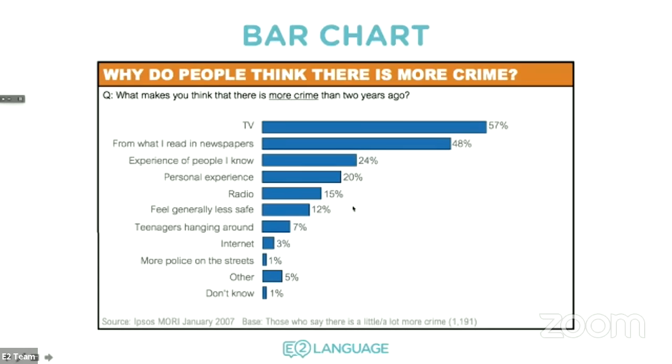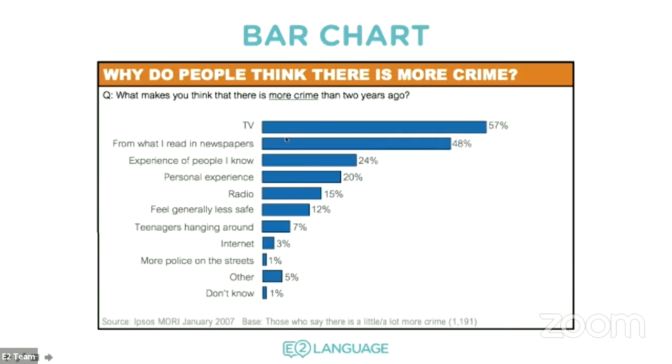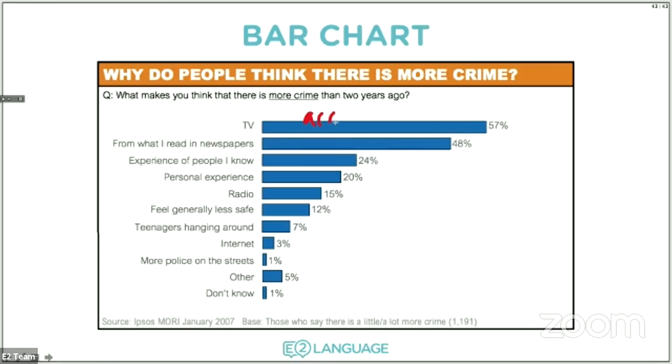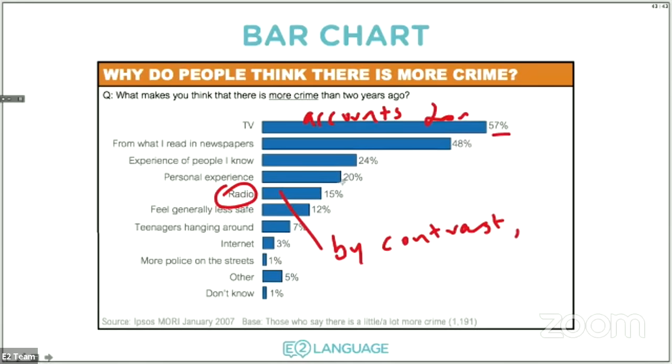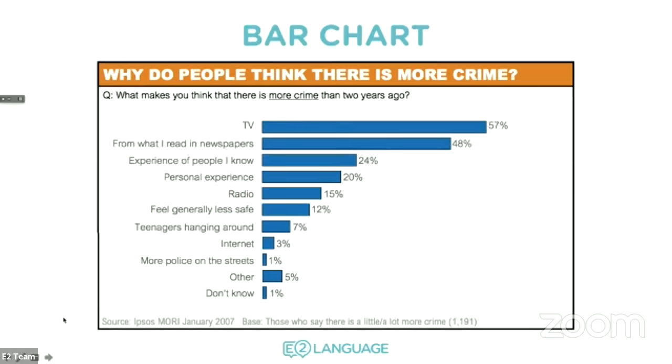Cool. All right. The other thing that I did was this. I said, okay, so TV accounts for 57% of the reason why people think there is so much crime. Then I did radio by contrast. Radio by contrast only accounts for 15%. So I've sort of controlled our statistics here. Let's keep pushing on because that's just the first one.